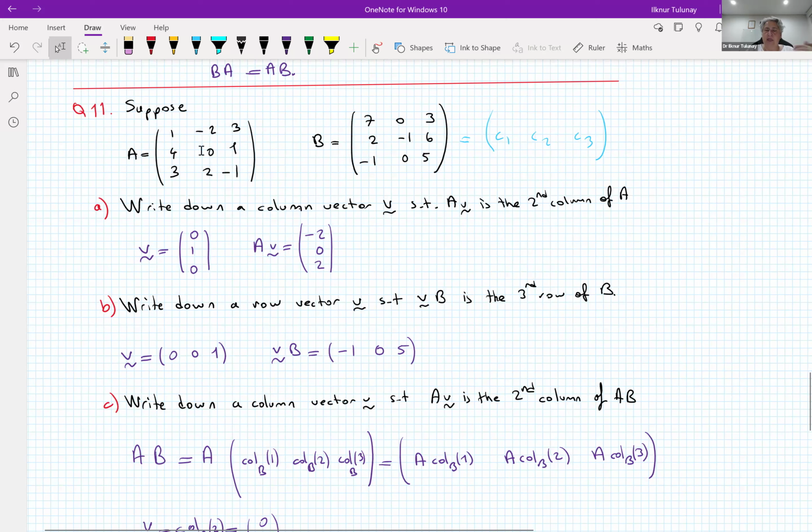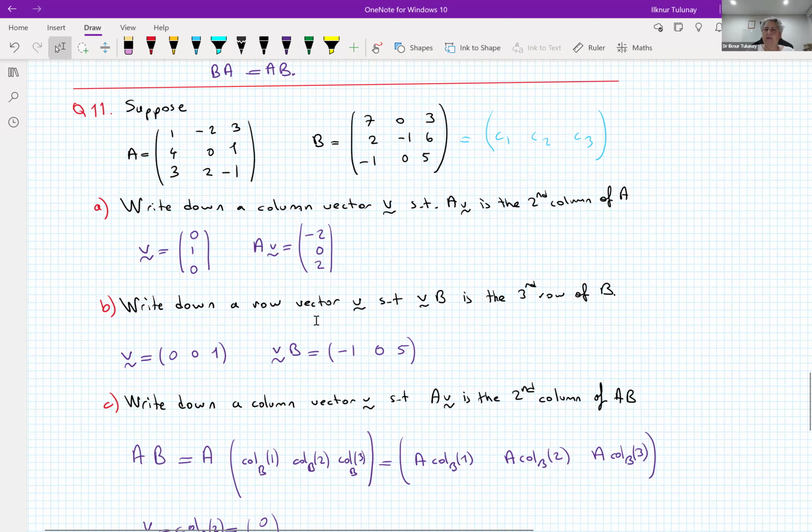You can multiply it out, but you can also see it directly. This times this is -2. This times this is 0. This times this is 2. Multiplying this matrix with this vector gives me the second column because I'm multiplying from the right-hand side. But this is just a matrix multiplication.